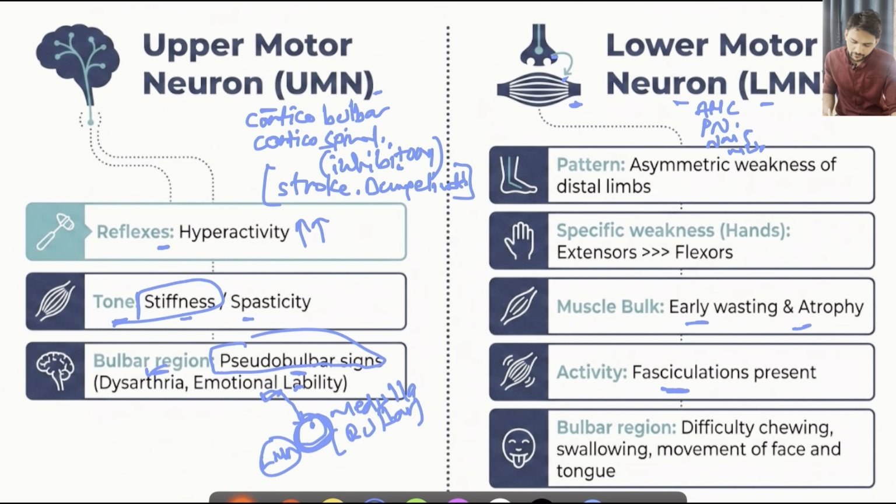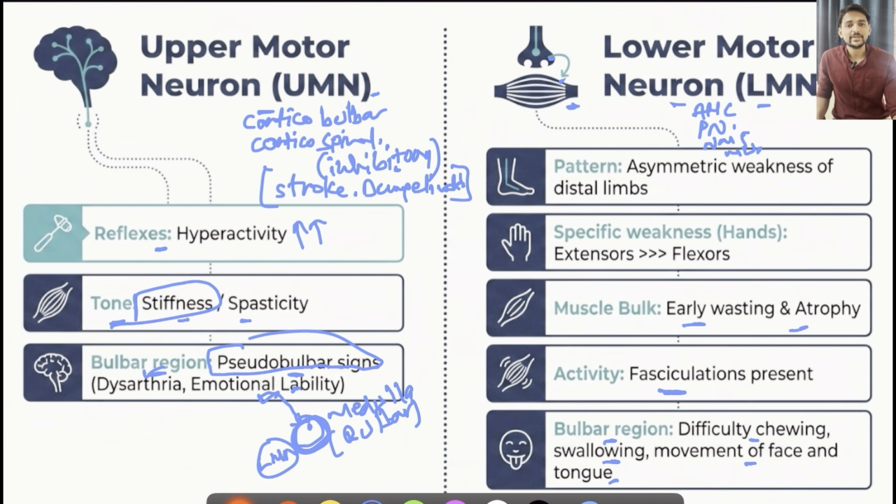And if there is involvement of the bulbar region, it might manifest as difficulty in chewing, swallowing, or movement of tongue, or there might be abnormality in the facial muscles. So these are all manifestations of LMN disease. So hope you got a clear picture regarding what is upper motor neuron and what is lower motor neuron, and what will be the manifestations when there is disease in these particular segments. After understanding these basics, we will discuss motor neuron disease.